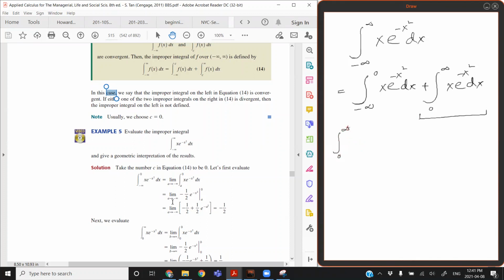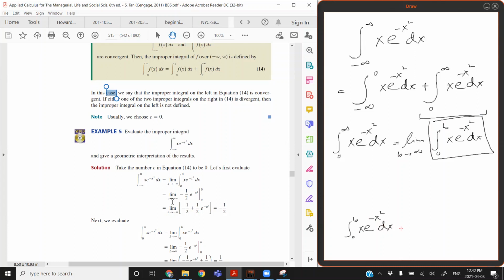The integral from 0 to infinity of x e to the power of minus x squared dx is going to be written as the limit of the integral from 0 to b of x e to the power of minus x squared dx as b approaches infinity. Now, I'm going to do this first and then replace it with its value. So 0 to b of x e to minus x squared dx. This is going to be a simple substitution. Let's just do that quickly.